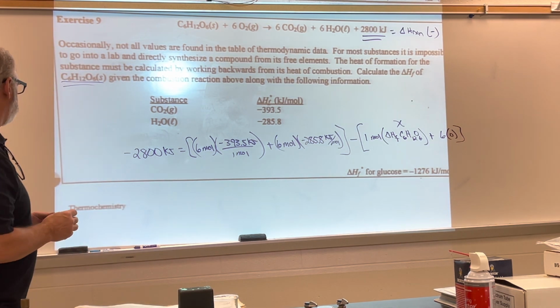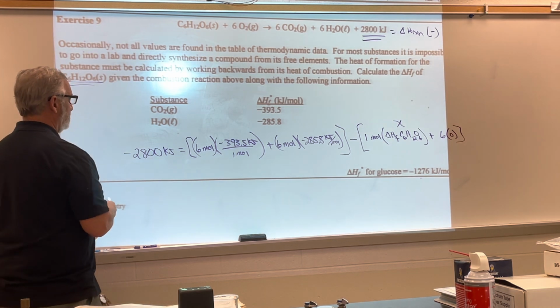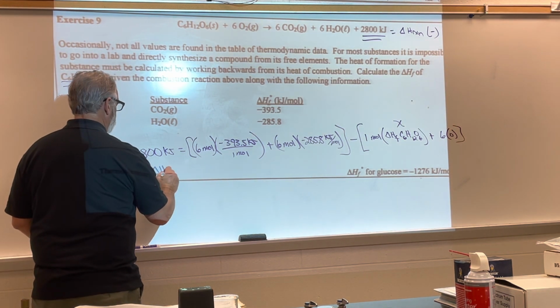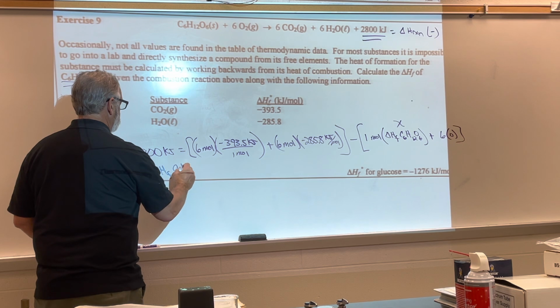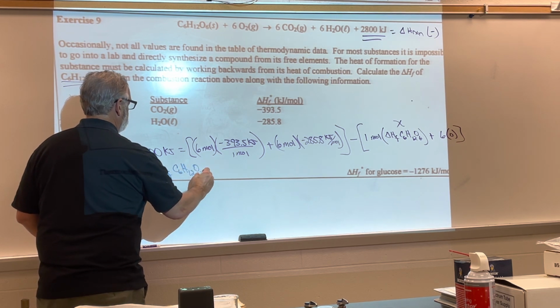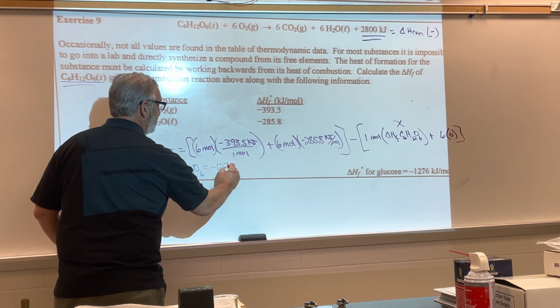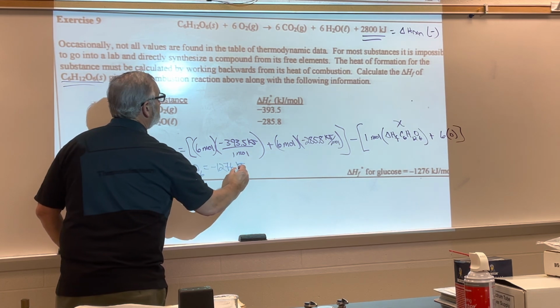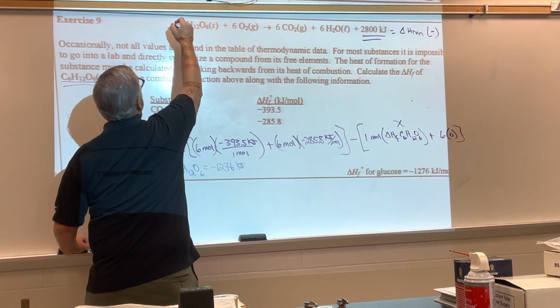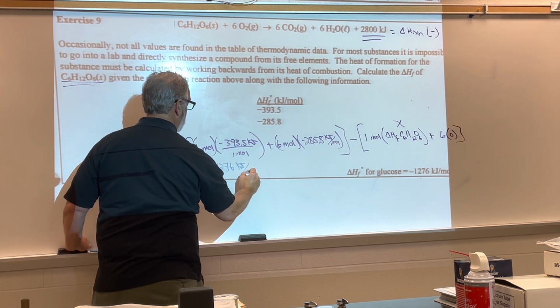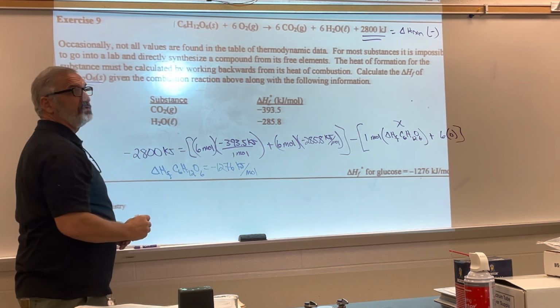What do we get for an answer? Negative 1276. Negative 1276 kilojoules, and that's per 1 mole of glucose that's formed.